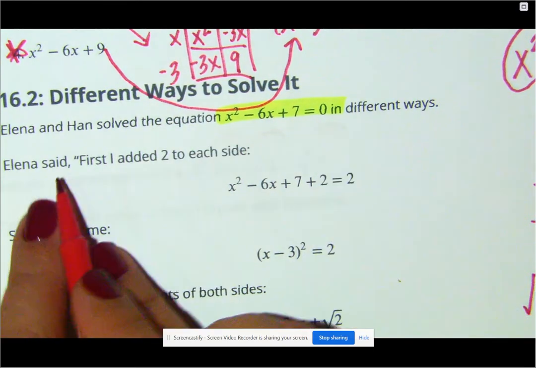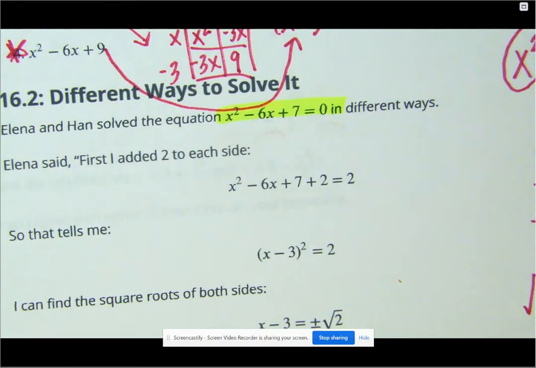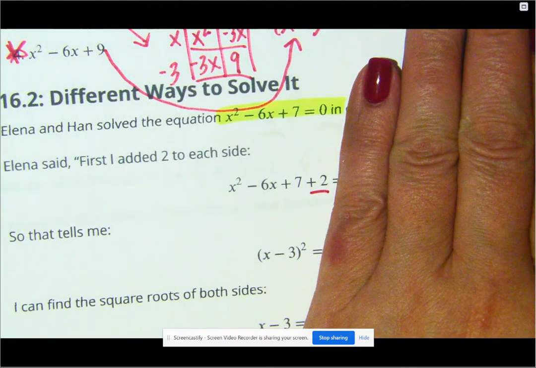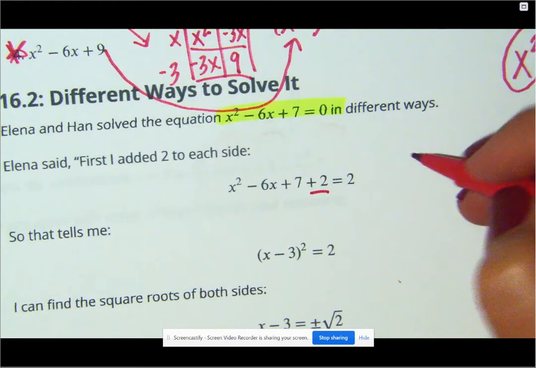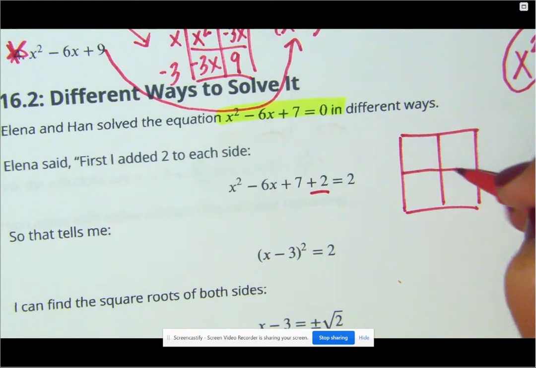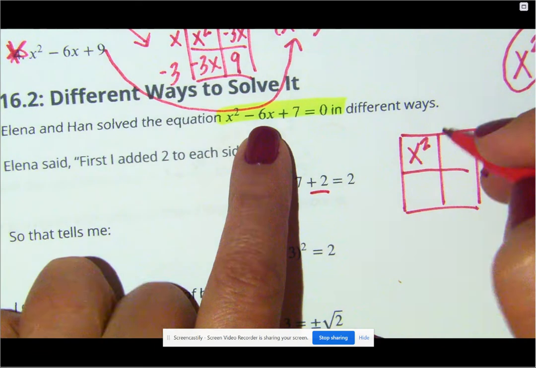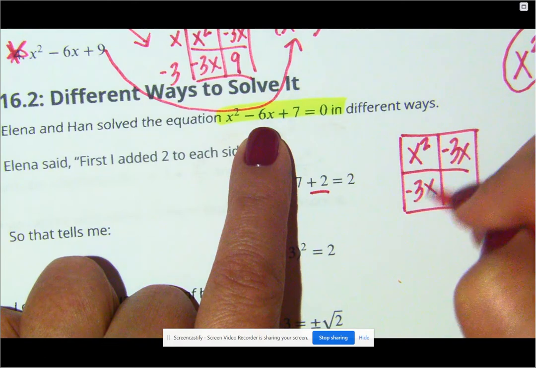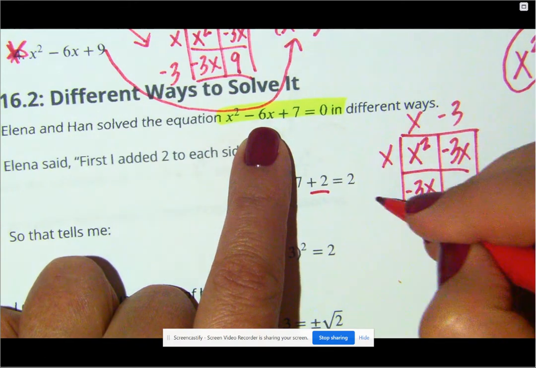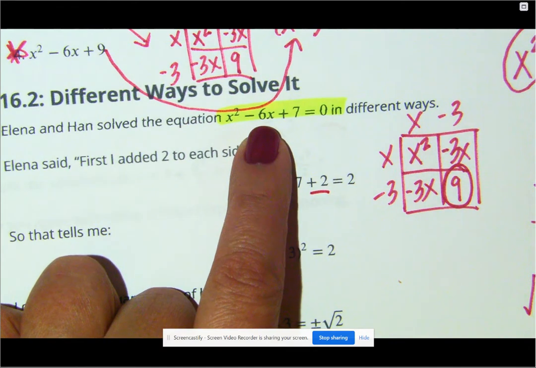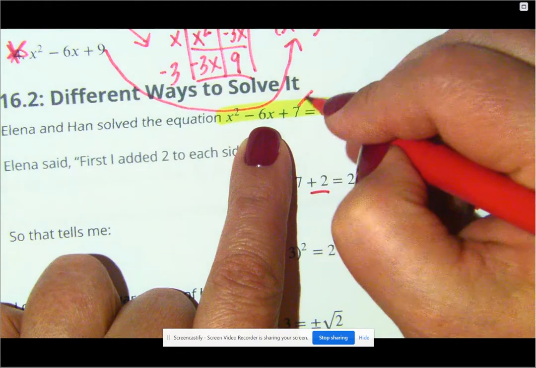It says, Elena said, first I added 2 to each side. Now, why would she add a 2 over there? The reason is what we just did with the box. She was trying to make this problem a perfect square. She had x squared. If she cuts that in half, she gets -3 and -3, which if this was a 9, this problem would be able to be rewritten as x minus something squared. But it's not a 9.